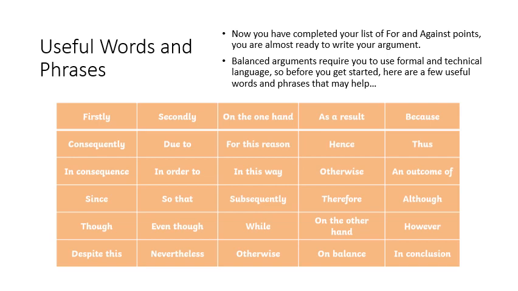Now that you've completed your list of for and against points, we are almost ready to write our balanced argument. Balanced arguments require you to use formal and technical language, so before you get started, here are a few useful words and phrases that may help. These can be used to link your ideas together to join your argument in an understandable and easy to follow way. So have a look over this slide at some of the phrases that you may want to try and use in your writing.